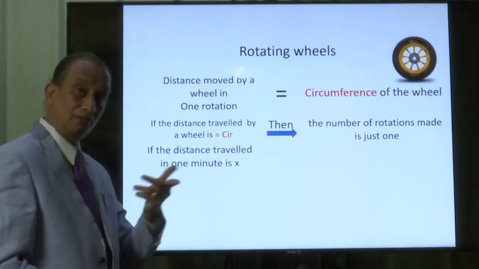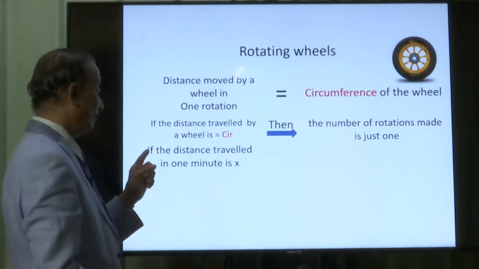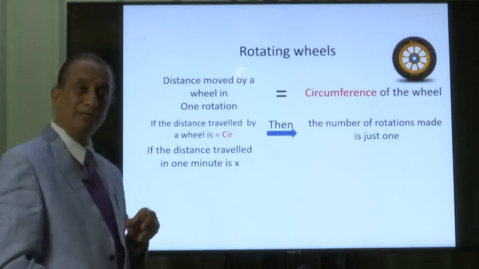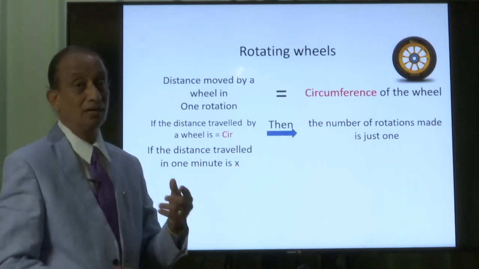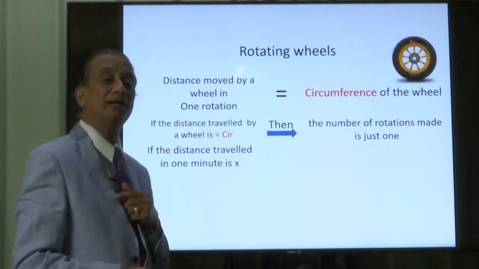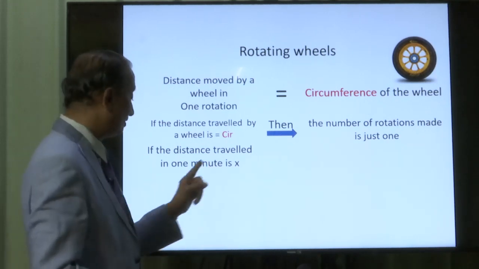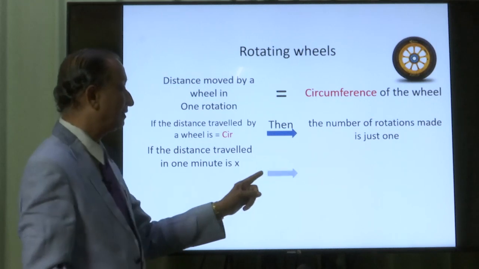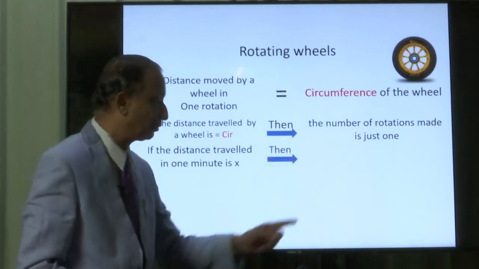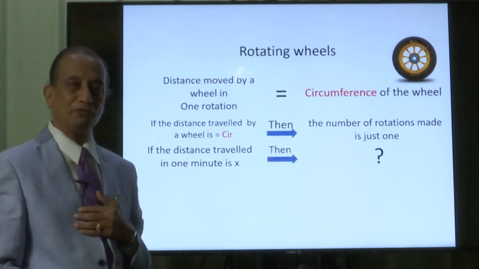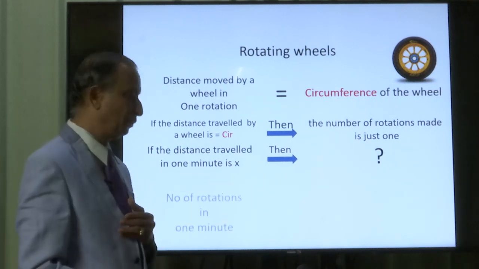Now, say it has travelled for 1 minute. If the distance travelled in 1 minute is x, in such a case, how many rotations would it have made? That is what we are interested in. So, if the distance travelled in 1 minute is x, let us ask the question: what is the number of rotations that it is going to make?